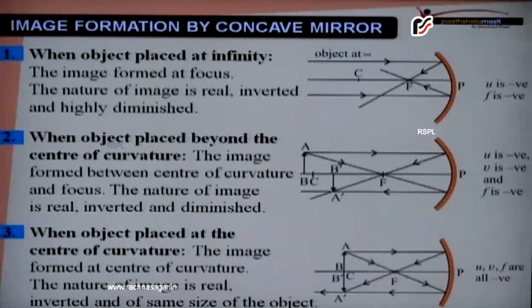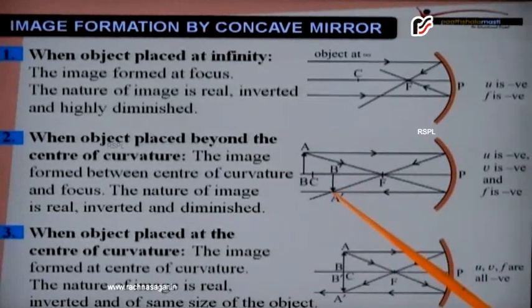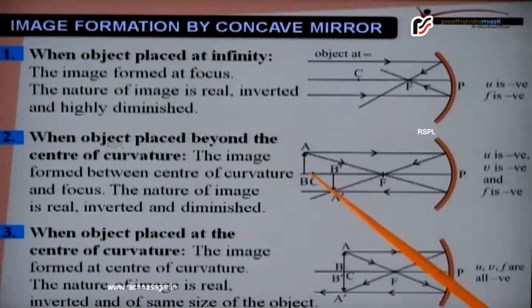Case 2, when the object is placed beyond the center of curvature. Here object BA is placed beyond the center of curvature of the concave mirror. The rays come and after reflection they meet at point A dash. So the image of object BA is B dash A dash. The B dash A dash is a diminished, real and inverted image of the object.